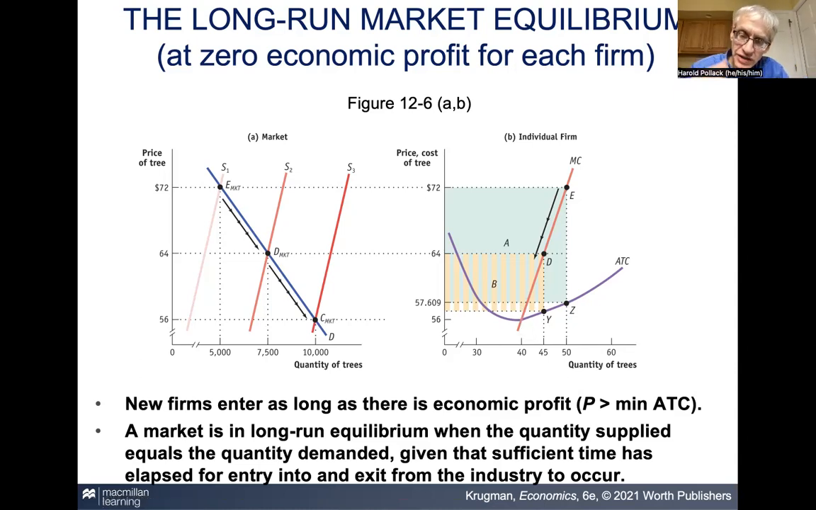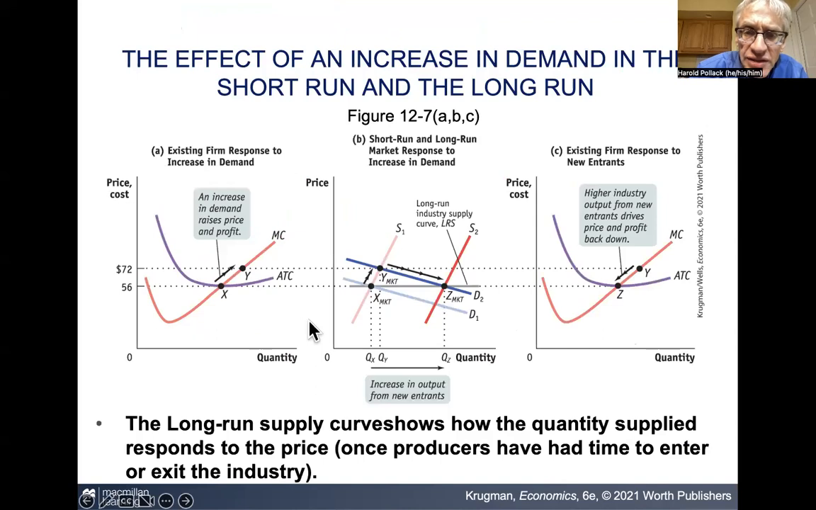And firms are earning zero economic profit. And there's a lot of consumer surplus coming because it's pretty cheap to buy a tree now. You can play this out in the book, but you can see how in the long run, when there's free entry and exit, it pushes towards that point where firms are just at that break-even price point.